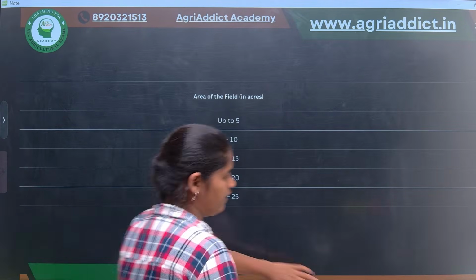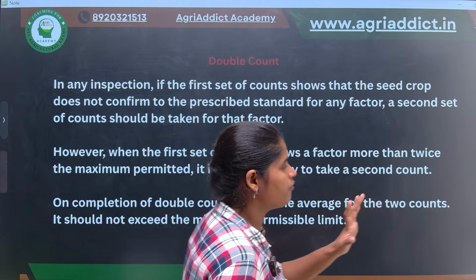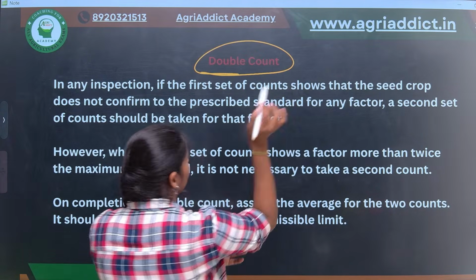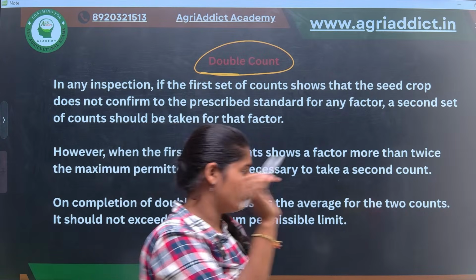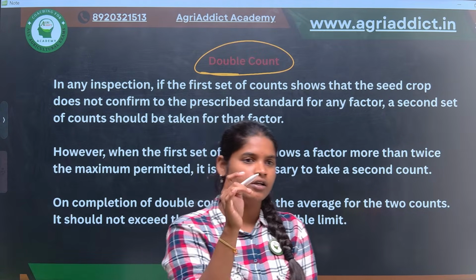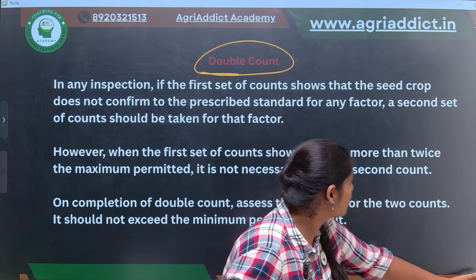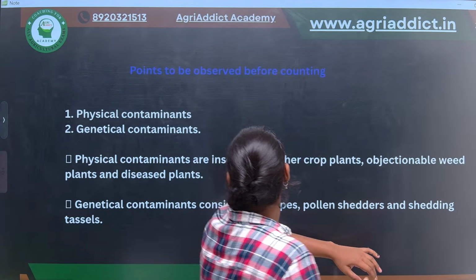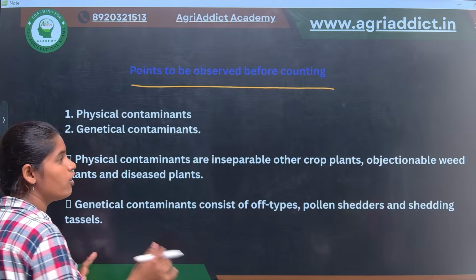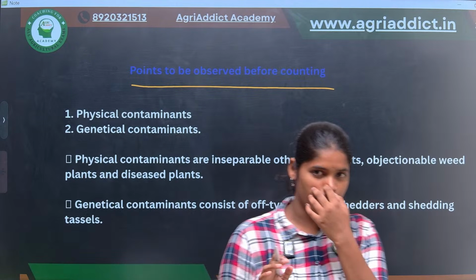So this one I have explained it already, the minimum number of field counts and double count. What does it mean? This is also very important, because so many people will confuse here. Before that, let me explain you other things. What are the points to be considered before counting?